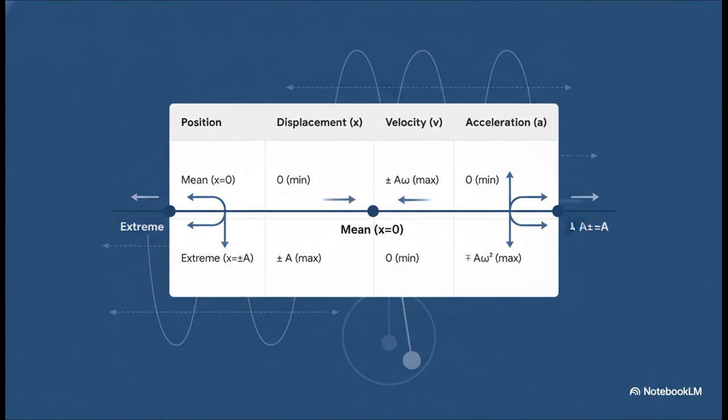Right in the middle, at the mean position, the object is moving at its absolute fastest, but there's no acceleration. Then, at the very ends of the swing, it stops for a split second, zero velocity. But that's where the force pulling it back is strongest, so acceleration is at its max. Get this relationship, and you've got SHM down.